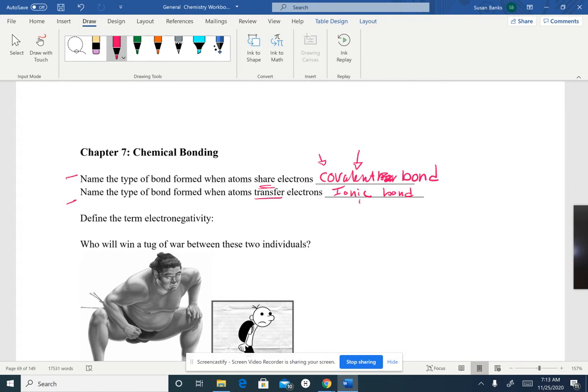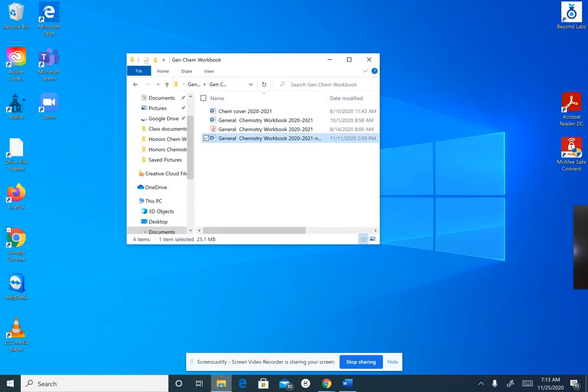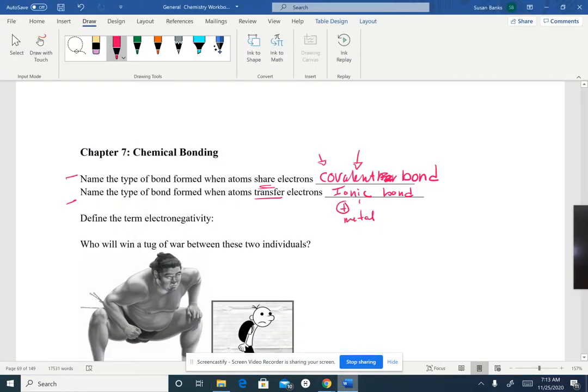Remember, when we make ionic bonds, the metal transfers electrons and becomes positive because it gives electrons away. The metal gives the electrons away, and it gives the electrons to the nonmetal. And therefore, the nonmetal has a few extra electrons and becomes negative.